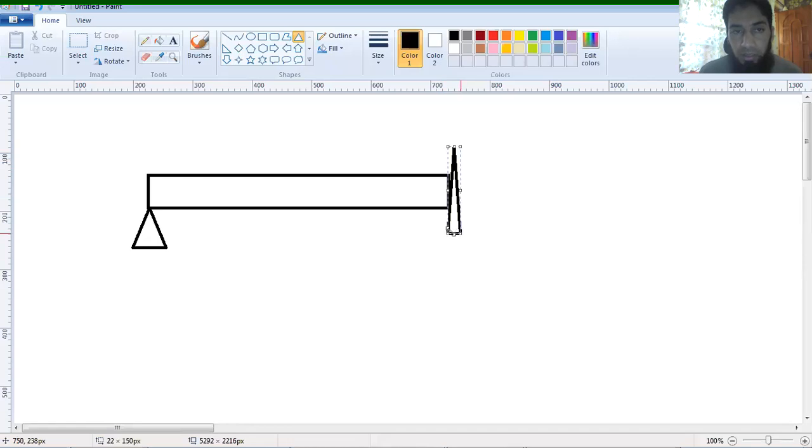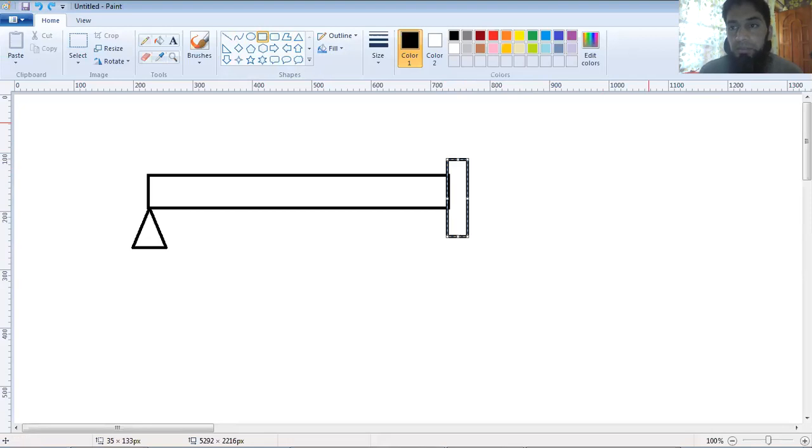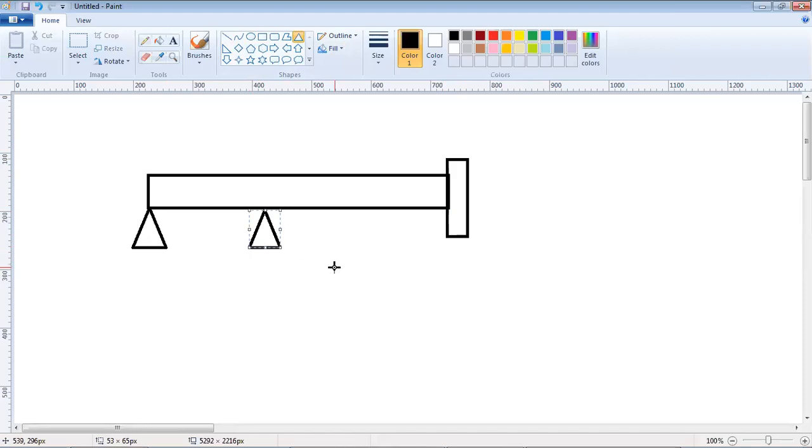Then you have a fixed support at the other end. You also have one more roller support here. Then you have another hinge here. So overall, it has 4 supports. Let there be another internal hinge at this location.